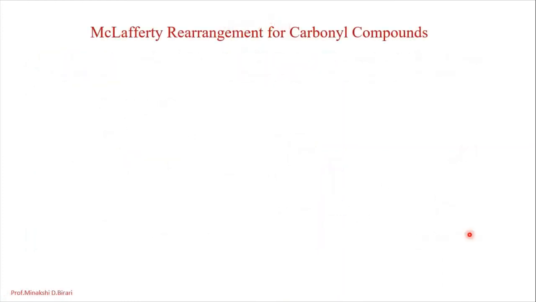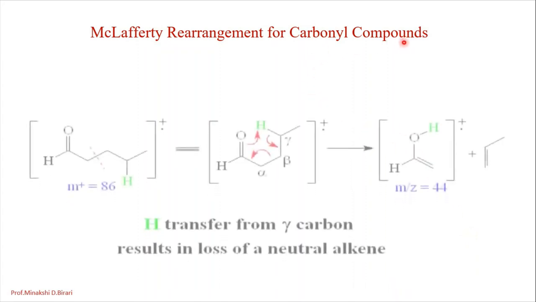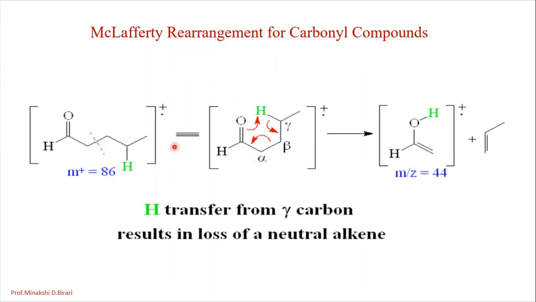Now let us see a few examples of McLafferty rearrangement. So first of all, McLafferty rearrangement for carbonyl compounds. So this will be the example. Here what happens? If we locate the position, this will be the carbonyl group. It is alpha, beta and gamma.